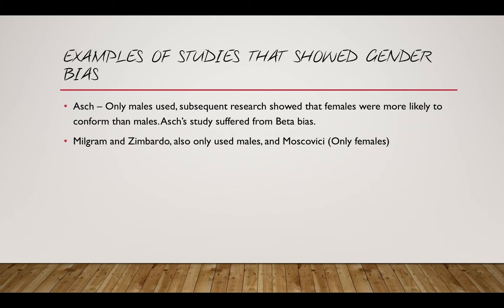Milgram and Zimbardo also used males, though subsequent findings did not establish that females are more obedient than males, except for one or two minor studies. Zimbardo used only males in a male-dominated environment, prisons, and therefore it's difficult to generalize role identification and conformity to social roles to females. And Moscovici, interestingly, in his minority influence study, used only females. Females tend to have higher conformity rates according to subsequent research than males, so that's definitely an issue for Moscovici.